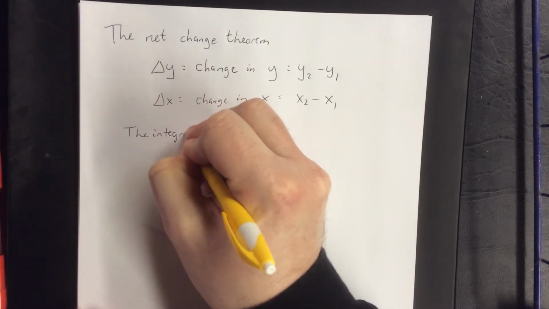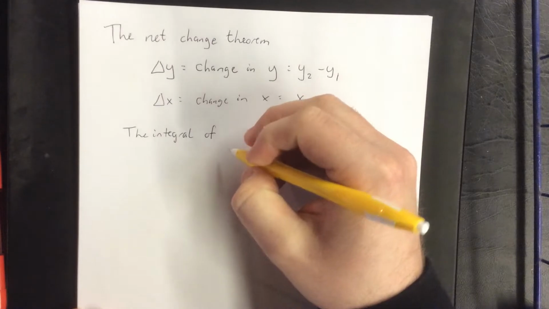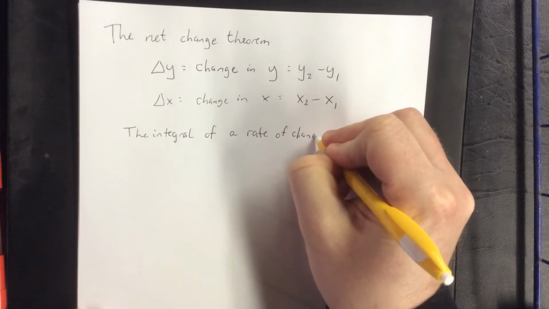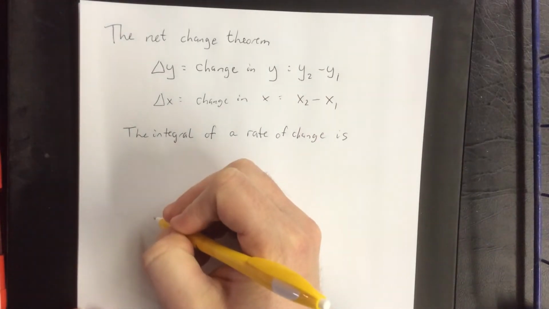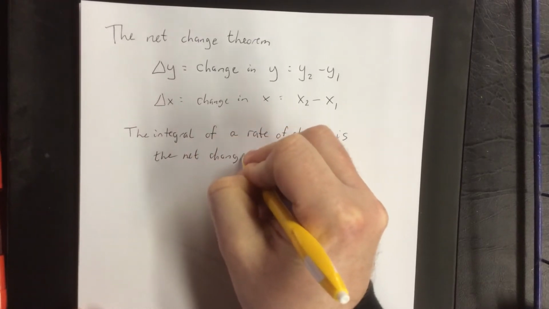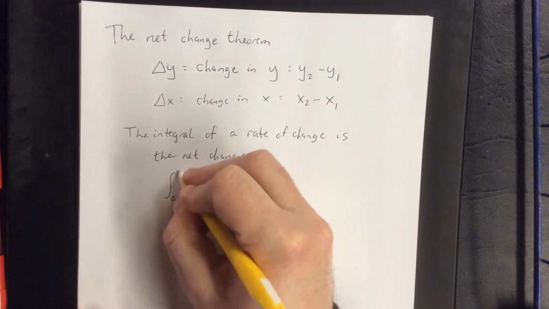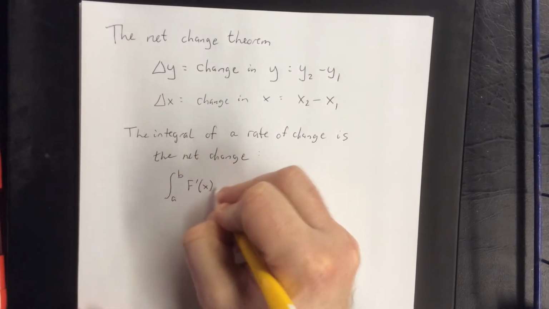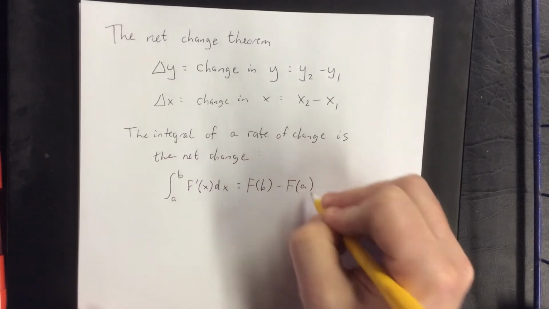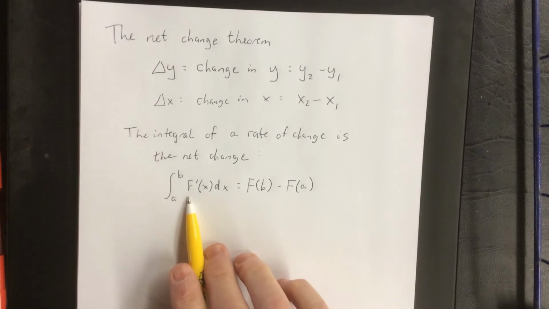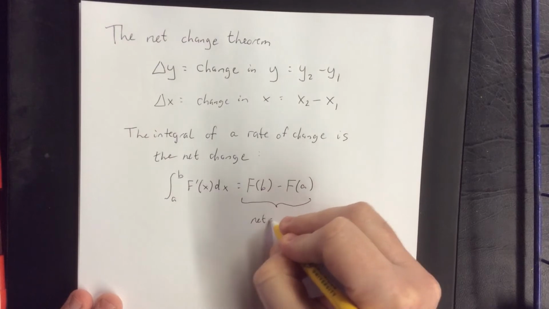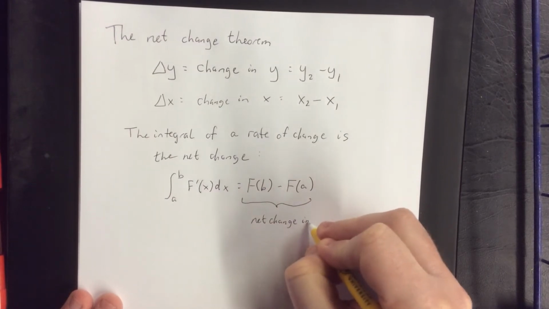The integral of a rate of change is referred to as the net change. The notation that we can use for something like this would be that the integral of the first derivative of something would be the total amount of change in f. This is called the net change in f.